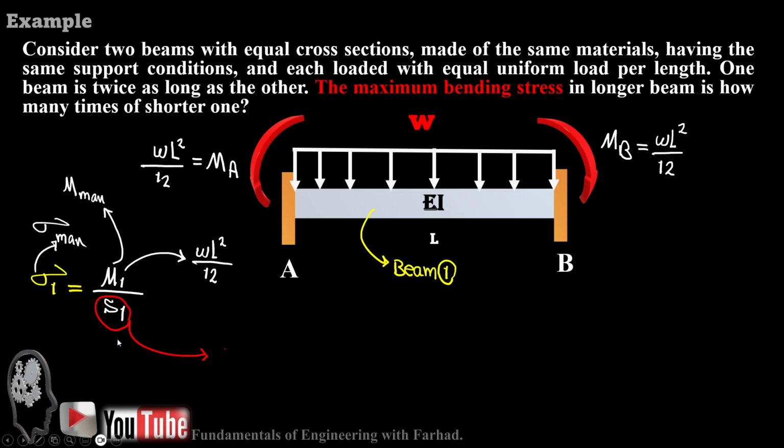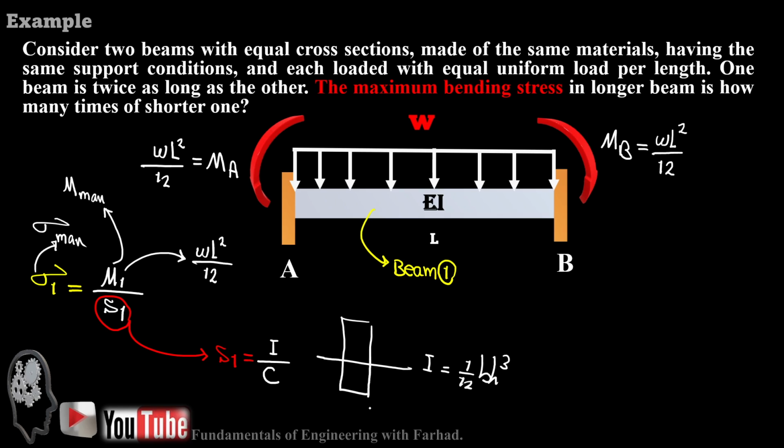And S is nothing but I over C. So if this is our cross section, I is equal to 1/12 base cubed height, if this is our B and this is our H, and this is our centroid, and C is just the distance from either edge to the centroid.